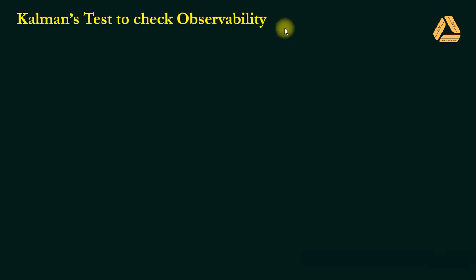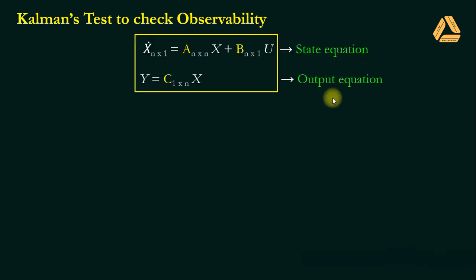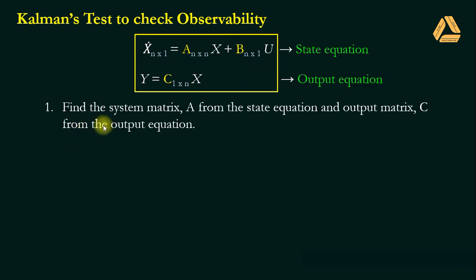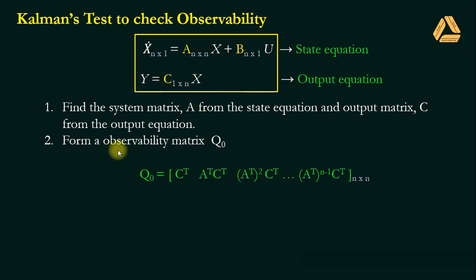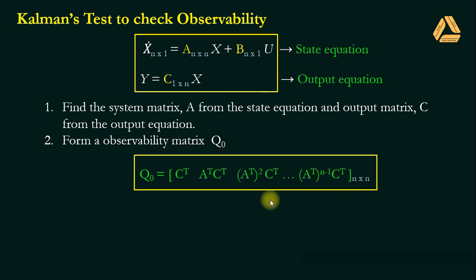Kalman's test to check observability. You have to take both the state equation and the output equation when you check for observability, as I already told you. The first step is to find the system matrix A from the state equation and the output matrix C from the output equation. A matrix is of order n and C is 1 by n. From these matrices, you form an observability matrix, which is given by Q0 equal to C transpose, A transpose C transpose, A transpose whole square into C transpose, and that goes on till n minus 1.